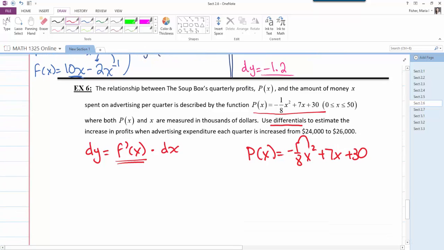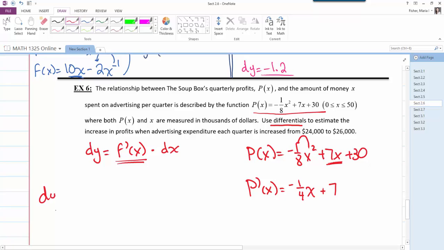Well, if I multiply that 2 there, I get that P prime of x is equal to negative 2/8, which reduces to negative 1/4, x to 1 less, so 2 minus 1 is x to the first, plus, remember, 7x is going to be 7 because it's an x to the 0, and x to the 0 is equal to 1. So whenever it's just the x by itself, it's just going to be that coefficient. The derivative of 30 is 0 because the derivative of a constant is 0, and we don't need to write that. So the derivative here is negative 1/4 x plus 7.